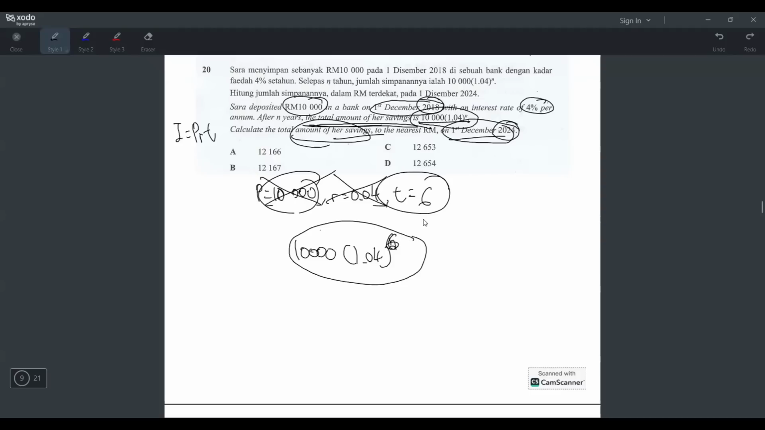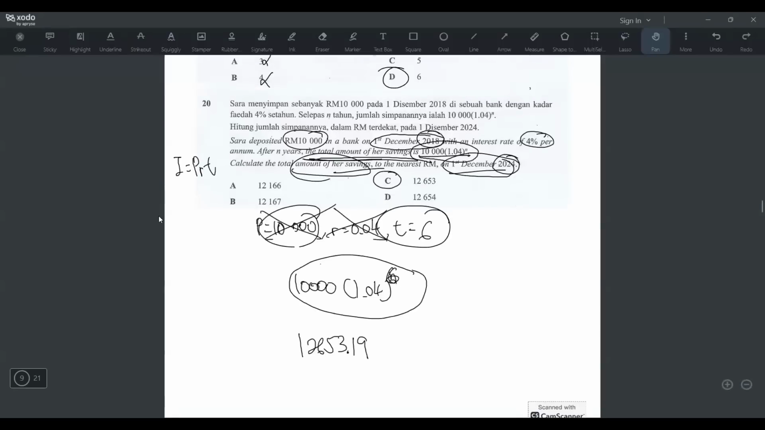Okay, so 10,000 times 1.04 power 6. Okay, my calculator gives me 12653.19. So choose the nearest answer, C. The reason why I will take C is because it's 0.19. So when you round off, you will get 12653. Okay, and we don't count the extra 19 cents. The extra 19 cents, we don't count it as 1 ringgit. So it doesn't make sense if you choose D. And also when you round off, you will not get 12654, right? So that's why it's 12653.